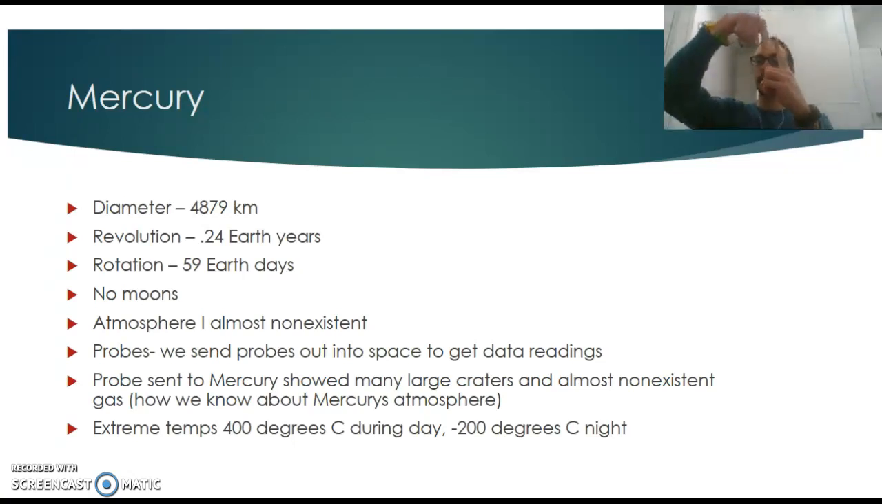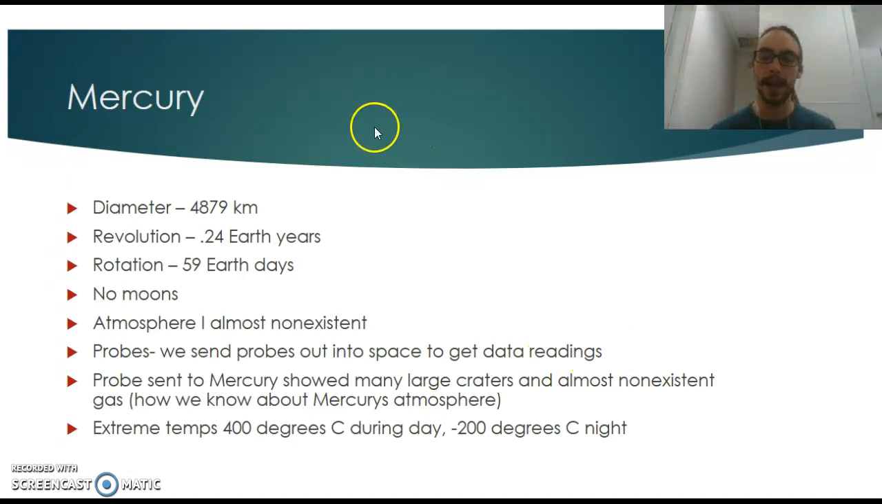Imagine a planet on the middle of this line. So it's just spinning 360 degrees. So Mercury has no moons. Its atmosphere is almost non-existent. And we know this because we sent probes to pretty much all of the planets. Probes go out into space and they get data readings like gas, soil readings, temperature, that type of stuff. So we sent a probe to Mercury and it showed many large craters and almost non-existent gas. So that's how we know that Mercury's atmosphere is pretty much non-existent.